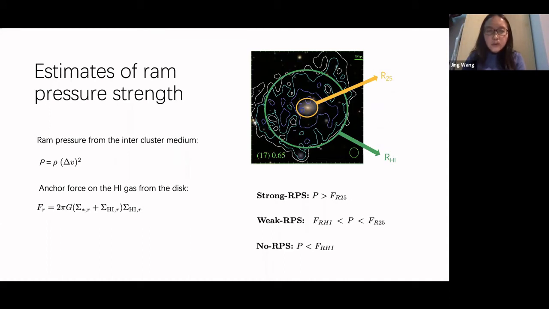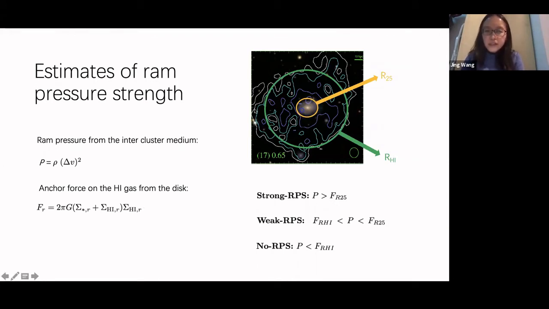This is a simple model, the Gunn and Gott model. I should put a reference there, sorry. Anyway, the ram pressure from the intracluster medium is described by this equation. It's the intracluster medium density multiplied by the square of the velocity at which the galaxy travels through the cluster. And the ram pressure can successfully remove the gas from the galaxy if it exceeds the anchoring force of the galaxy's gravity to retain the interstellar medium. The anchoring force from the galaxy gravity can be described by this equation. It depends on the gravitational surface density and the surface density of the gas.